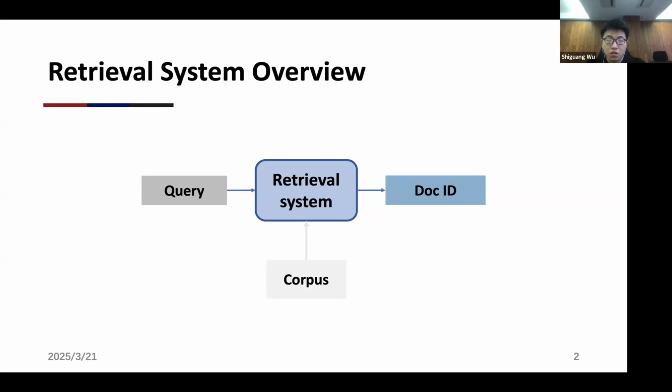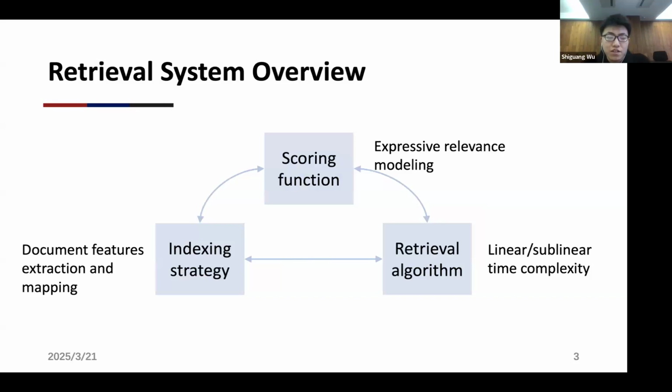It should be really efficient, and it is required to return hundreds or thousands of documents to preserve high recall performance. It really requires a very efficient way to design the retrieval system, and is different from the re-rank, which places more emphasis on accuracy. Here I divide the retrieval system into three basic elements, roughly. This may not be very accurate, but here's the idea.